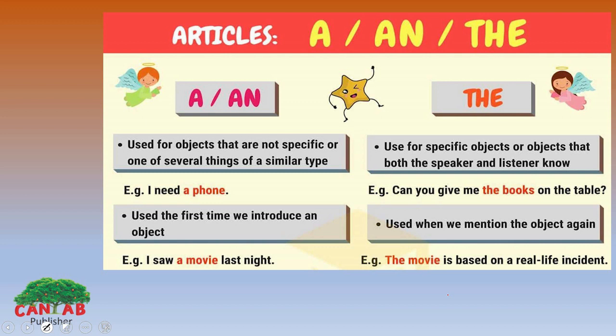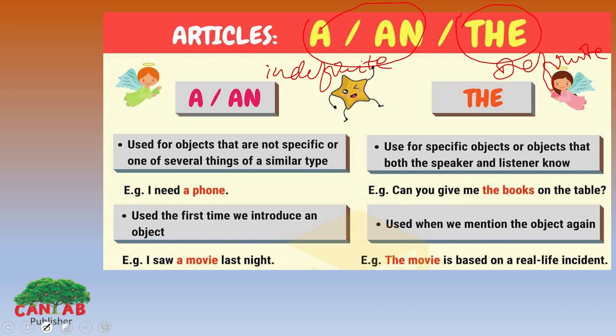Articles are a and the. A and an are indefinite articles, the is a definite article. Look at the examples. We use a or an, indefinite articles, for objects that are not specific, or one of several things of a similar type. For example, I need a phone. We use it the first time we introduce an object. I saw a movie last night.